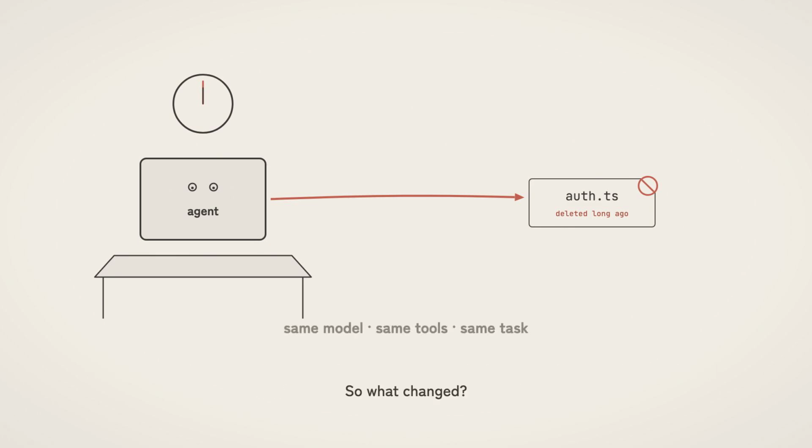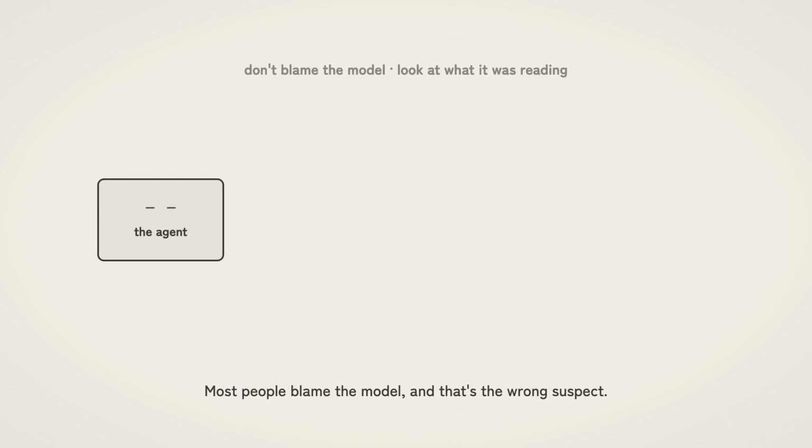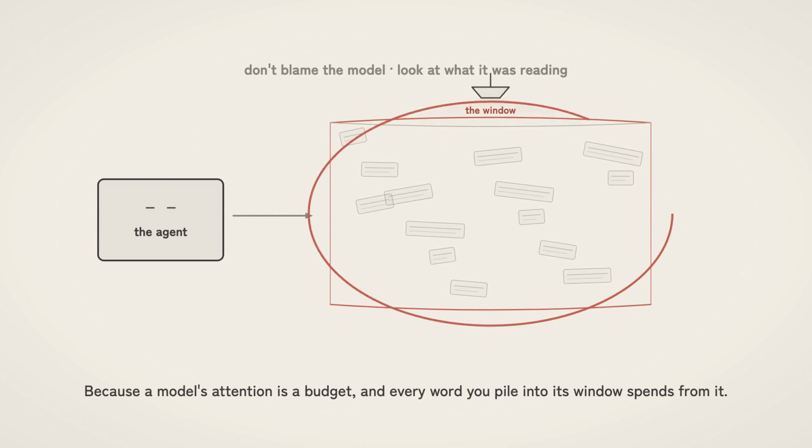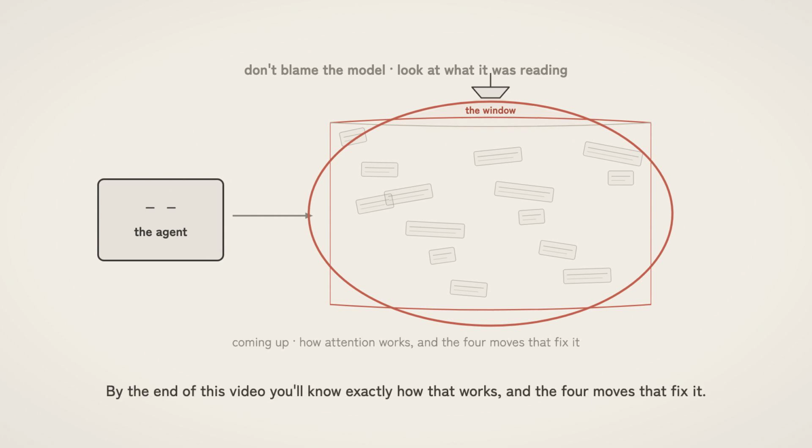So what changed? Most people blame the model, and that's the wrong suspect. The thing that changed is what the model was reading. Because a model's attention is a budget, and every word you pile into its window spends from it. By the end of this video, you will know exactly how that works and the 4 moves that fix it.